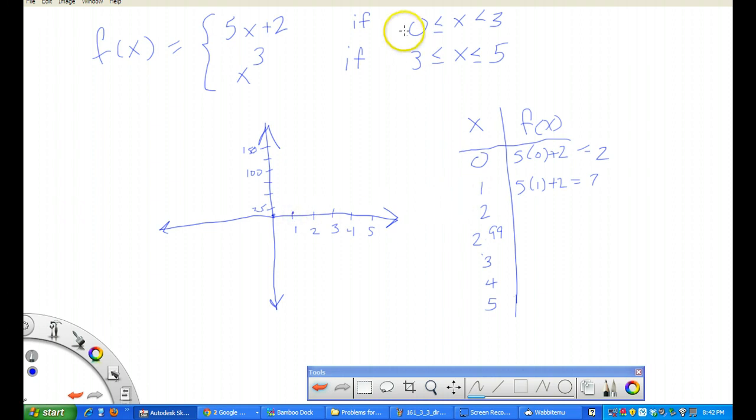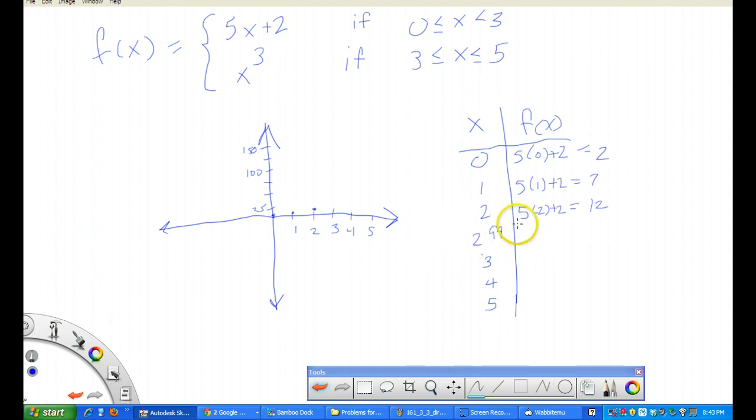Alright, plugging in 2, again, 2 still goes into the top one because we're between 0 and 3, so it's going to go in here. So when I plug in 2, I get 5 times 2 plus 2, which is 10 plus 2, which is 12. So at 2, I got 12. I'm just now barely able to see that it's above the axis.